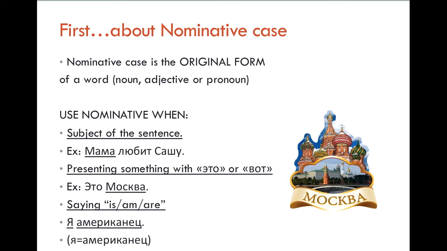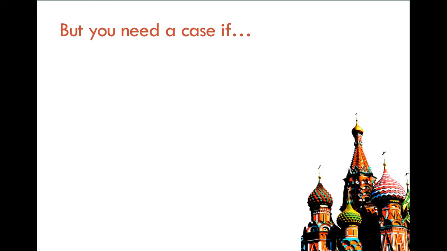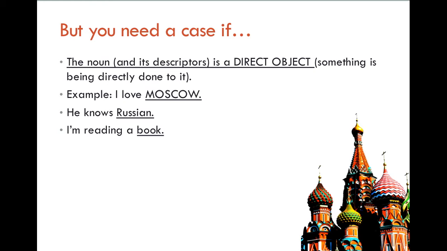However, most of the time, especially if something's not the subject of the sentence, it's going to be in a case of some form, meaning the ending of it is going to change. Okay? So some of those times you would need a case is, for example, if the noun is a direct object, meaning something's being directly done to it. Let's look at these examples in English. I love Moscow. Moscow is the direct object because you're doing something to it, right? You're loving it, okay? I is the subject of the sentence, so that would be a nominative case.